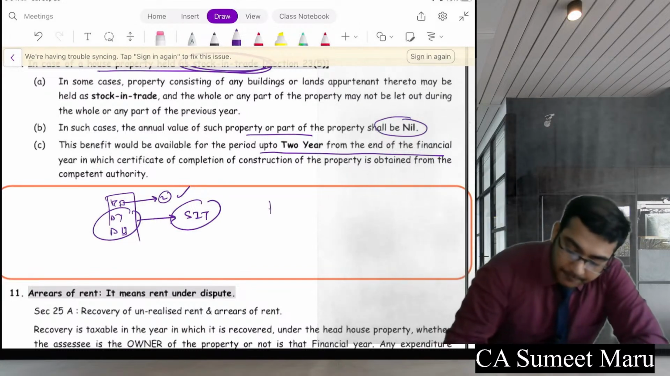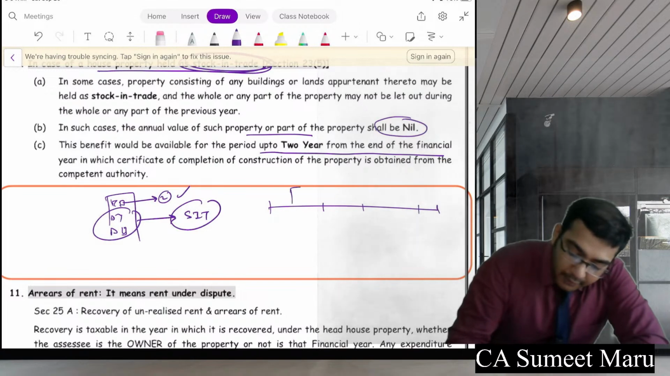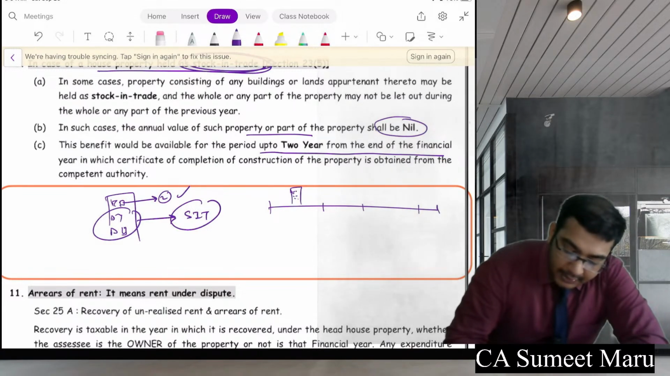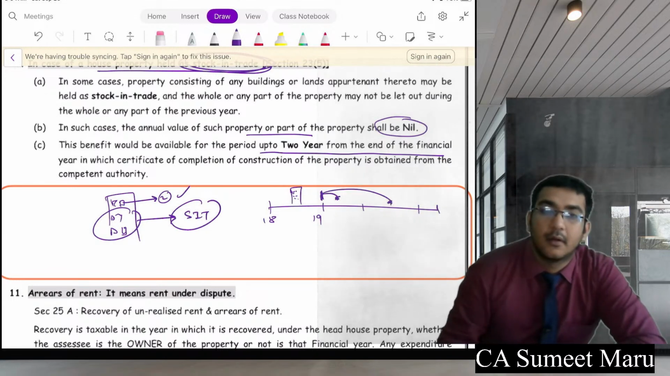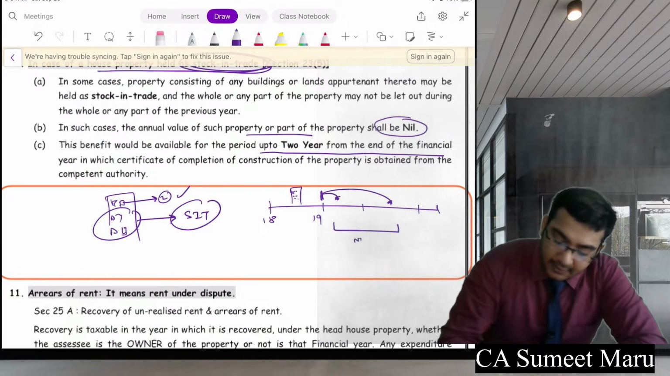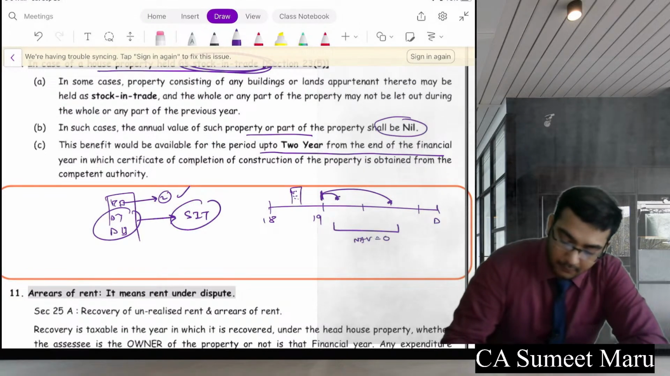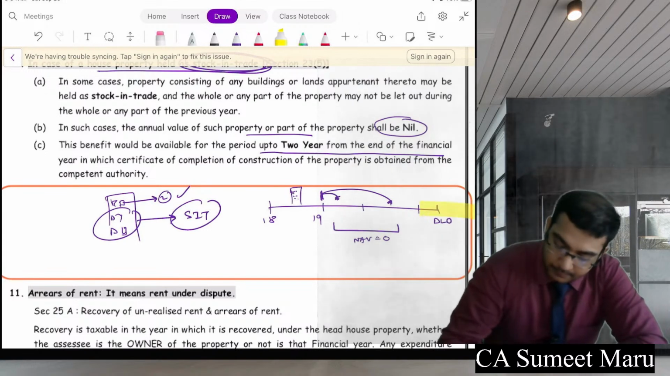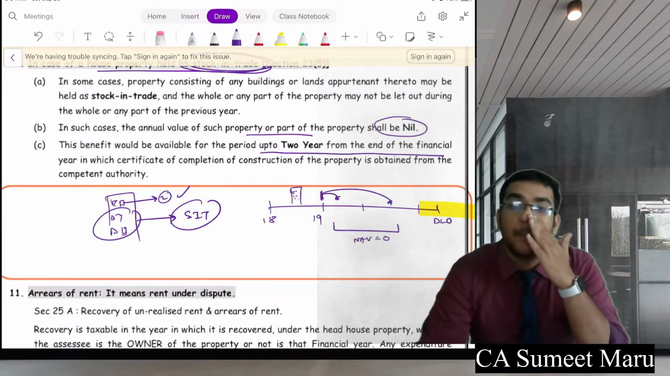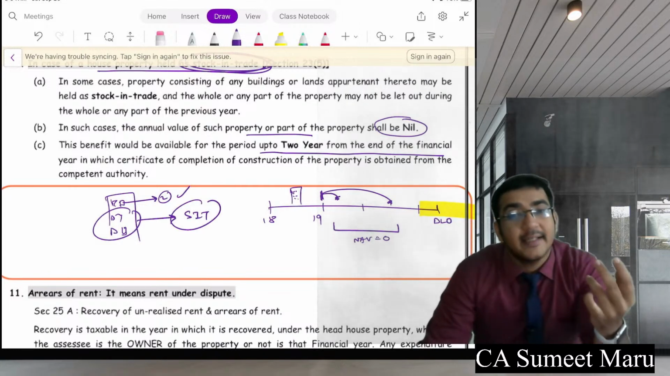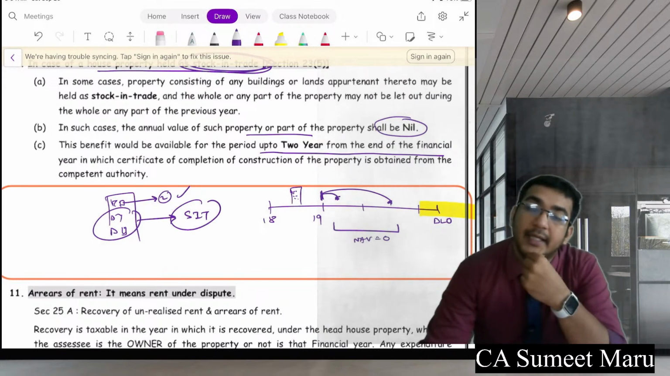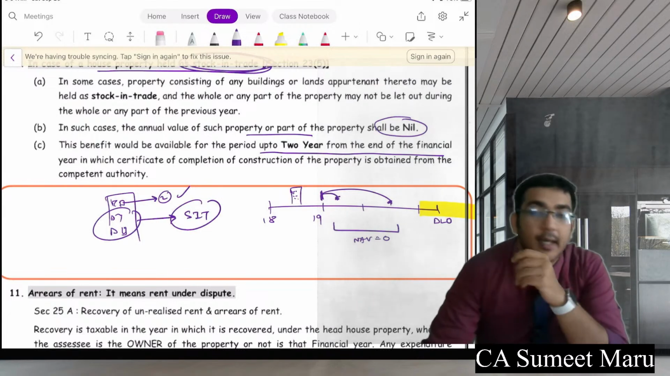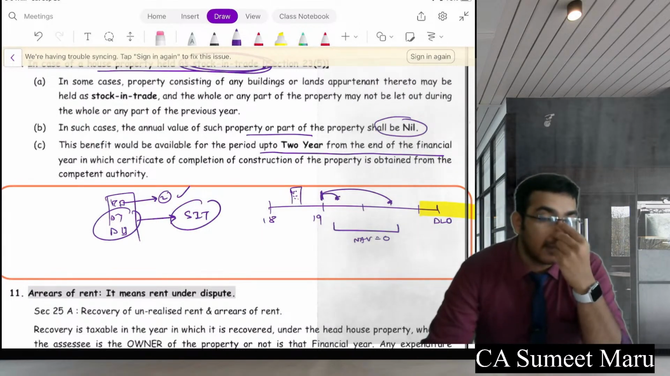So for example, if the building was completed here in year 1819, so from the end of this financial year, 2 years, the NAV would be considered zero. After that it will become deemed to be let out for the balance years. So it says that the builder should sell his property at least within 2 years from the end of the financial year when he has made this. Even then, if he is not able to sell this property, then we'll consider this as deemed to be let out property, and then it will be taxed in the hands of the builder.